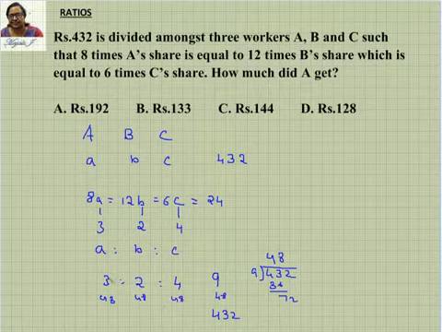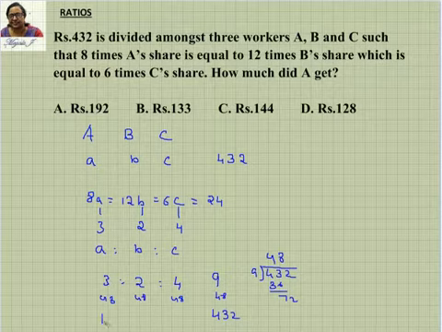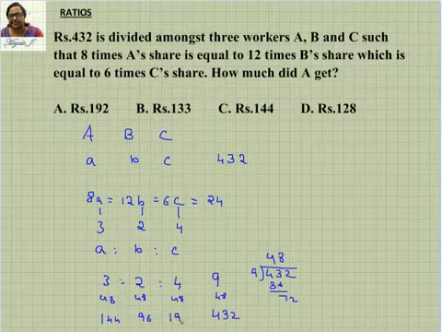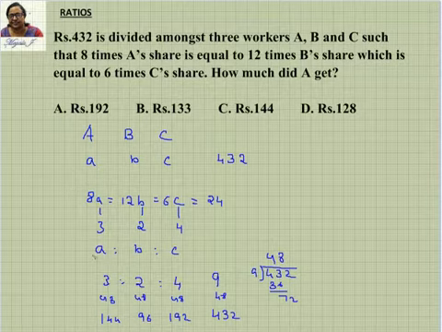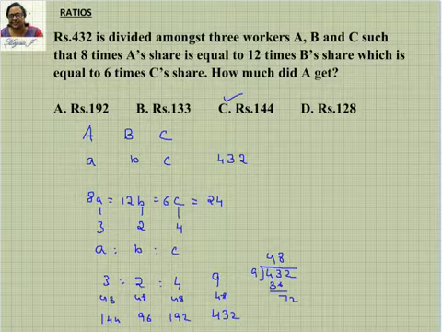Now you can find the values. 3 into 48 is 144. 2 into 48 is 96. 4 into 48 is 192, that is double of 96. So we found the values. It's quite easy, right? How much did A get? A's value is 144. So the answer is 144. Now let's move to the next question.